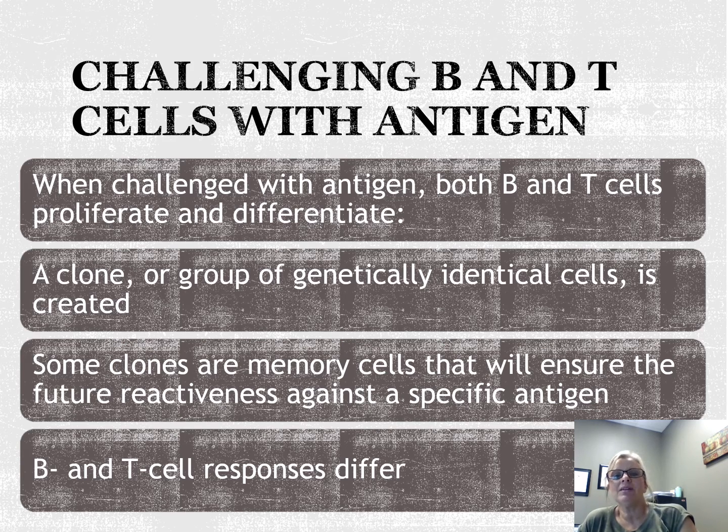So when they are presented or challenged with an antigen, then they come into contact with them. The B and T cells are going to proliferate, which means copy over and over and over again, and differentiate. So they're going to make clones of identical cells. And so some will become memory cells to ensure future reactiveness against that particular antigen. And then the responses that occur from this point on are going to differ a little bit between B cells and T cells.